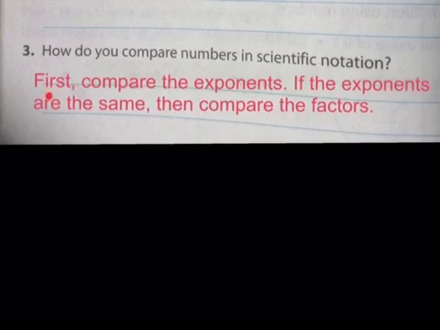Number 3, how do you compare numbers in scientific notation? First, compare the exponents. If the exponents are the same, then compare the factors. We compare the exponents, and obviously 10 to the power of 3 will be smaller than 10 to the power of 5. If the exponents are the same, as we had before, where we had a lot of 10 to the power of 5 in the first question, then we compare the factors. Then you compare the base, compare the number to see which was smaller or greater.